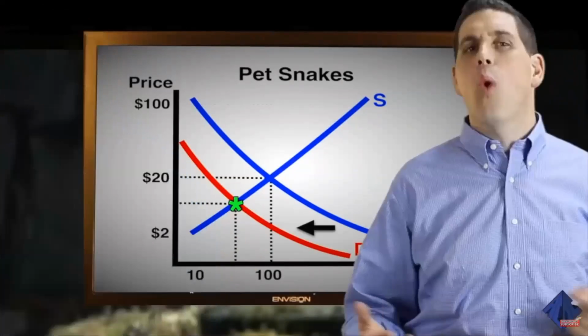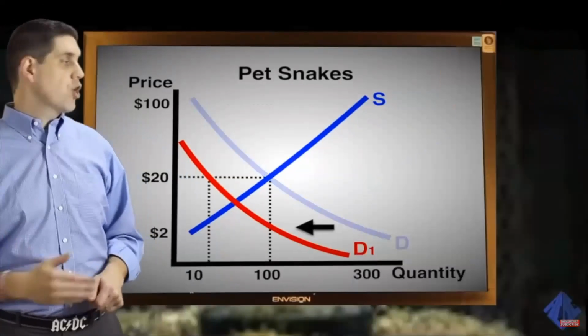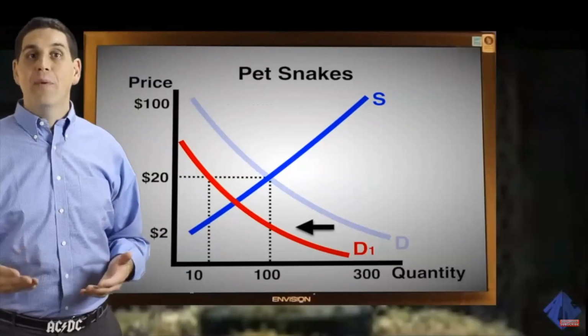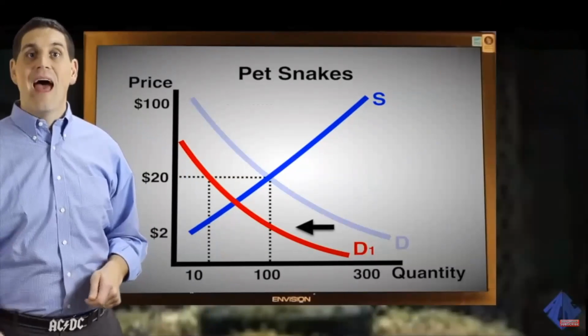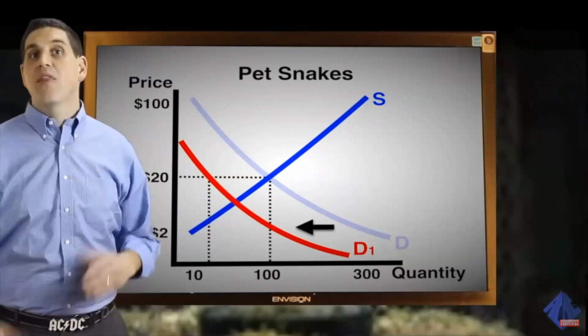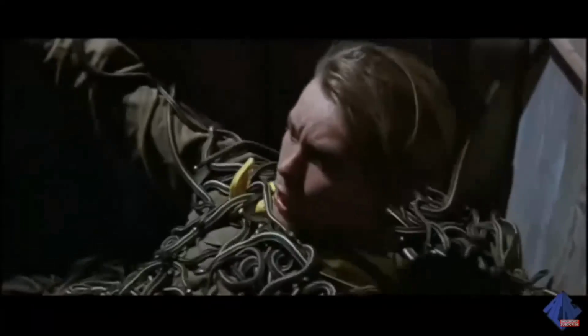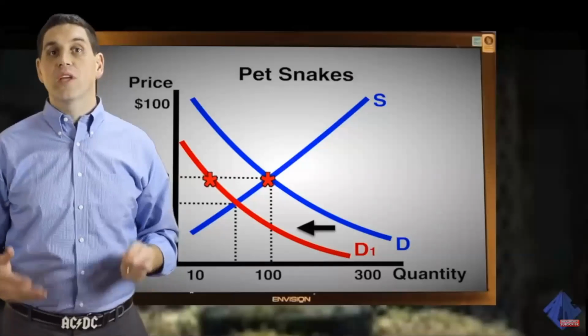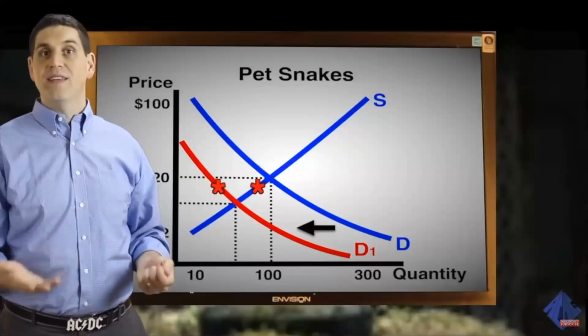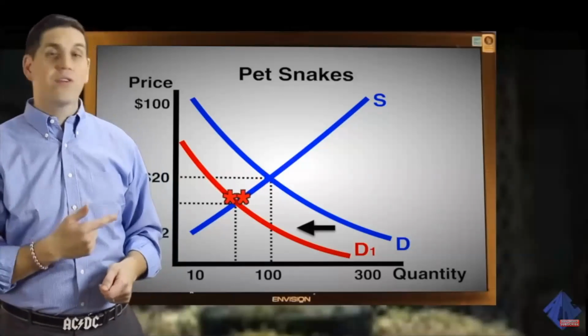Wait, why? Why does the price go down? After the demand curve shifted to the left, what would happen if sellers kept trying to sell snakes at the old equilibrium of $20? There would be a surplus. There'd be way more snakes out in the market than consumers want to buy. Sellers would compete with each other because they want to get rid of all these excess snakes, which would drive the price down to the new equilibrium.